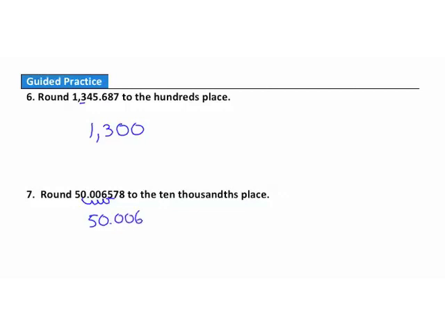0.006. Now that 5 needs to increase by 1, so it's going to become a 6. And since we're on the right side of the decimal, I don't need to include any digits after that rounded digit. So I get 50.0066.